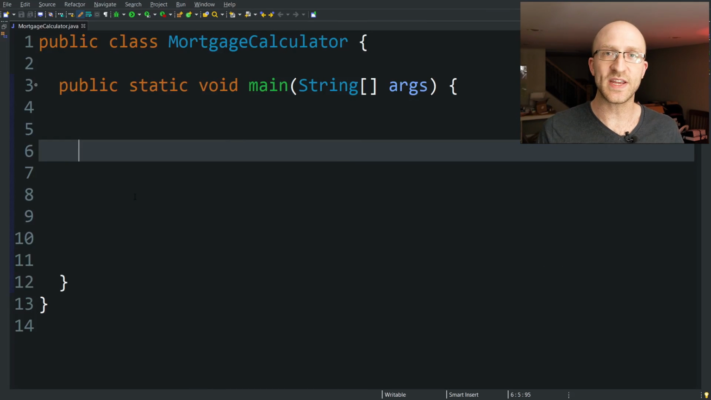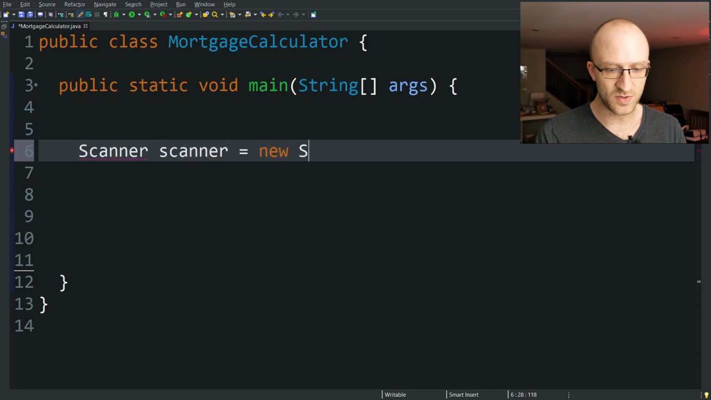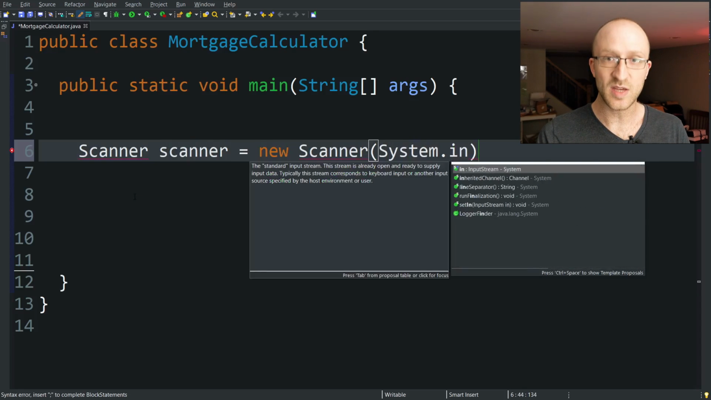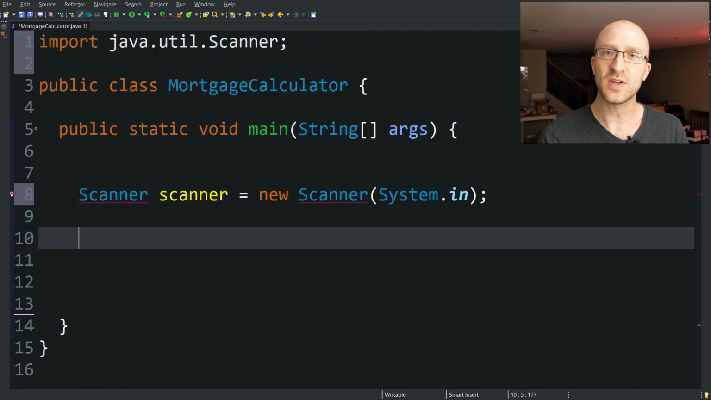Okay, so we know we have to get input from the user. So what do we use to get input from the user? We're going to use the Scanner class. So we'll create a new scanner, Scanner scanner = new Scanner(System.in). So it is keyboard input from the user. And to use Scanner, we have to import java.util.Scanner.